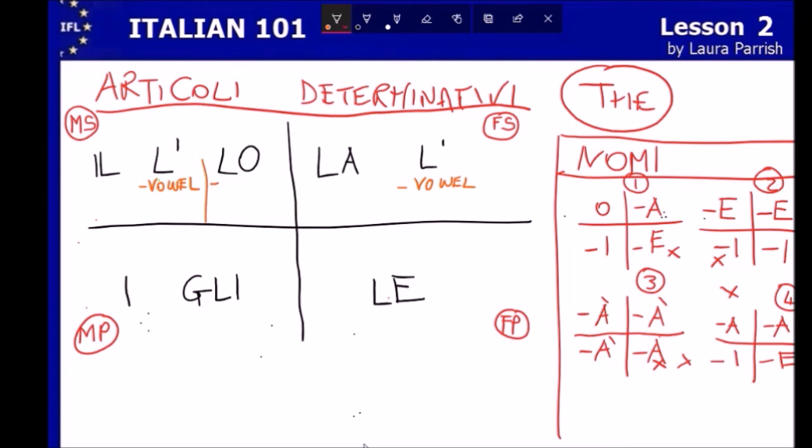You use this in front of all masculine singular words that start with S plus consonant. So every time you have S plus consonant, you use lo. You use lo in front of masculine singular words starting with Z, and there is also another letter, Y, even if in Italian it's pretty rare. Okay? Okay, gli: masculine plural words starting with a vowel.